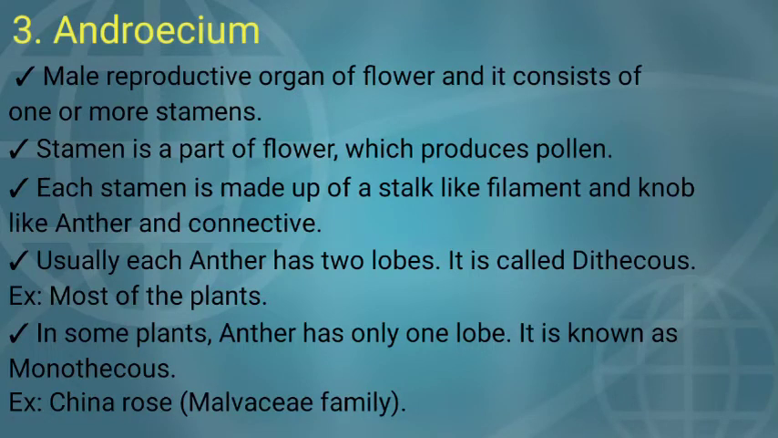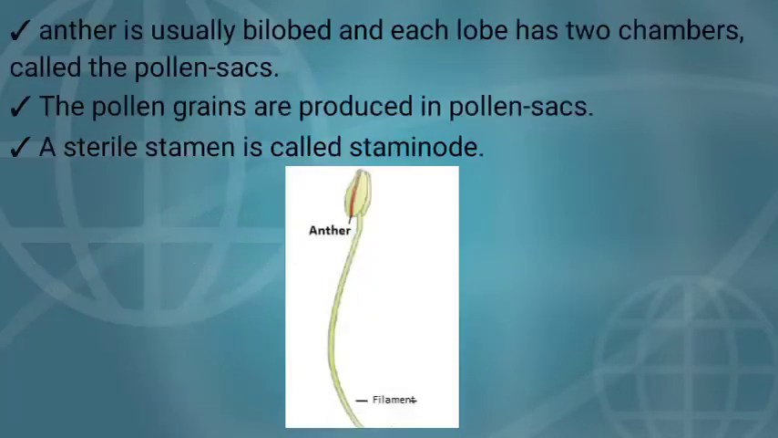These two are connected by connective. Usually, each anther has two lobes. It is called diathecous anther. Example, most of the plants. In some plants, anther has only one lobe. It is known as monothecous anther. Example, hibiscus or China rose and Malvaceae family plants.